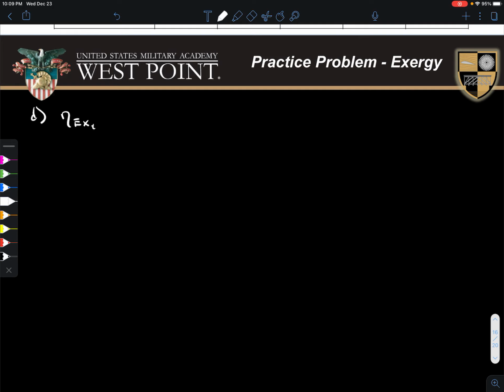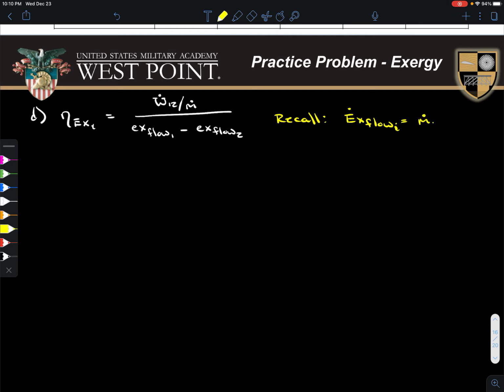For part D, we need our exergy efficiency. And as is listed in the RDC list, exergy efficiencies, as I'm writing here, have specific exergy terms in the denominator. But recall that exergy flow, let's make this an I, and in this case the I is not necessarily meant as an inlet, it's meant as just any given state I.